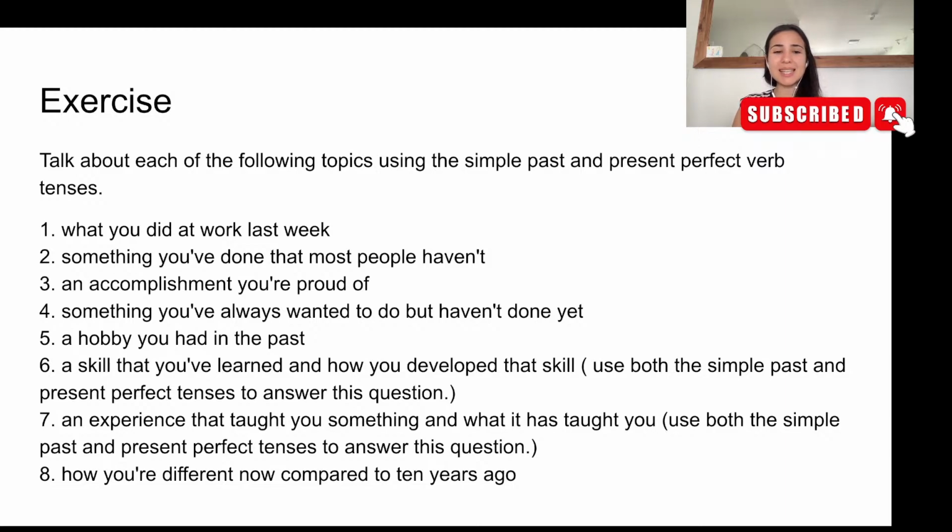So number 6, a skill that you've learned and how you developed that skill. Here you could use both the simple past and the present perfect to answer this question. To start off with, a skill that you've learned, you could use the present perfect, and then how you developed it, you could use the simple past, because when you developed it, you finished developing it, that's it. But it's something that is still current right now, okay?